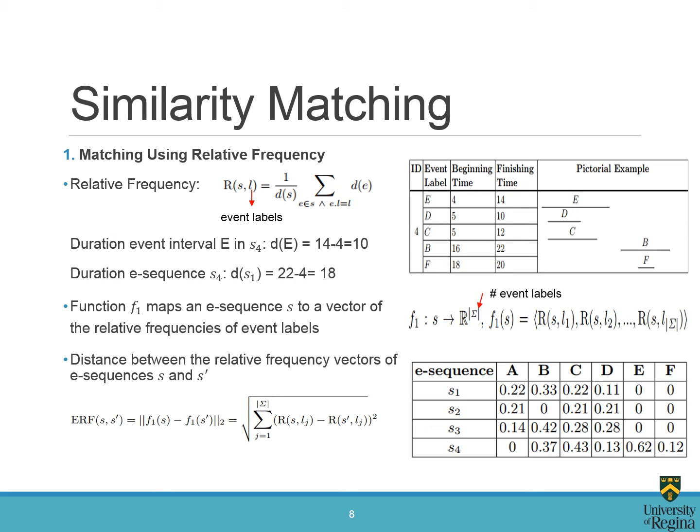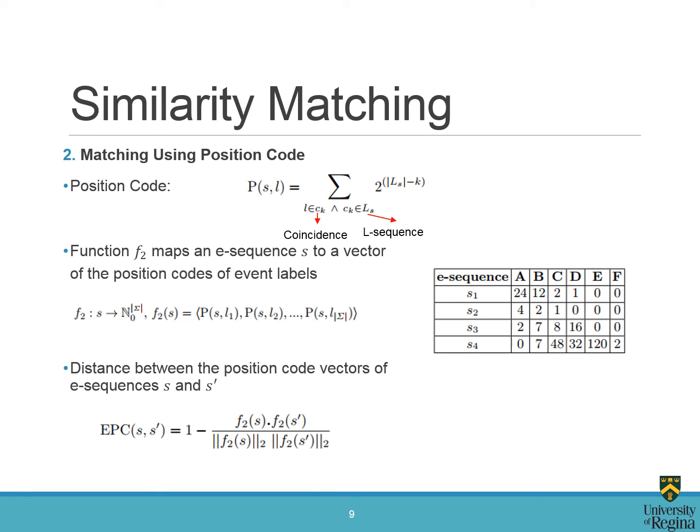If we apply this function to the E sequence data set that we showed you in the previous slides, we get these relative frequency vectors of all sequences. For example, here we have S4, and as you see, we don't have any A here, so the relative frequency of A is 0, and based on that formula we get different numbers for each event label. Because we now have the magnitude of the relative frequency, we can use Euclidean distance to get the distance between each sequence.